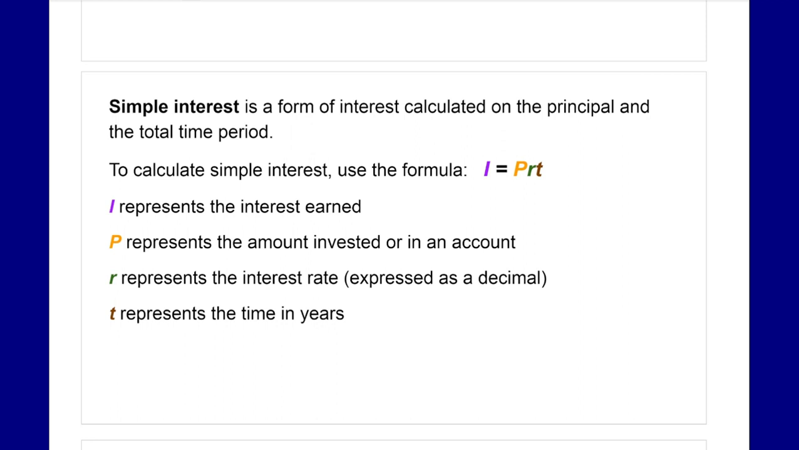So simple interest is interest calculated on the principal, and we'll talk about principal and the total time period. To calculate simple interest, we use the formula I equals PRT, where I represents the interest earned, P represents the amount invested or in an account, R represents the interest rate expressed as a decimal, and T represents the time in years. So that's the general formula.